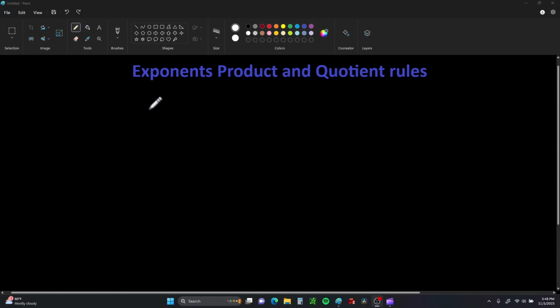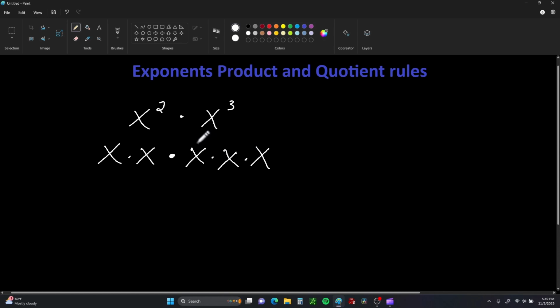When we're multiplying exponents, for example, if we had x squared times x to the third power, what this means is that I have x times x, that's the expanded form of x squared, times x to the third power, which is x times x times x. When I multiply x by itself 5 times, I get x to the fifth power.